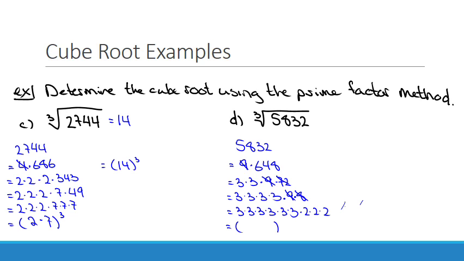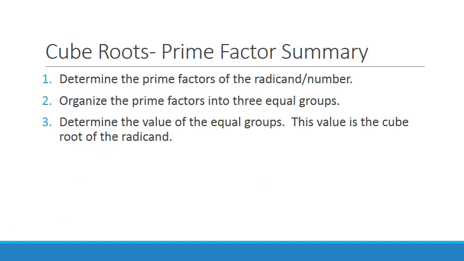I'll go back to having my 3 brackets. So I have 3 2s, so each one goes in a bracket. If I count up the 3s, I have 1, 2, 3, 4, 5, 6 of them. So each bracket can get 2 of them. And then that would break up my 6 3s. Determine the value. So 2 times 9 is 18, and there'd be 3 18s. So then the cube root ends up being 18 for this question.